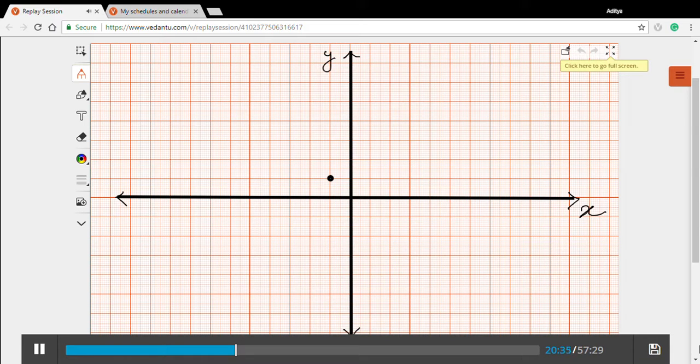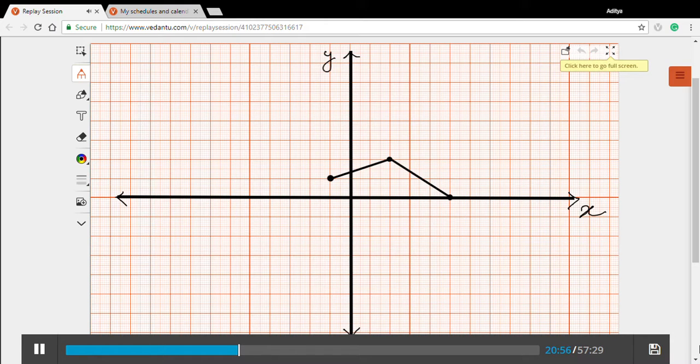-1, 1, 2, 2, and then we had 4, 0. So this time I have enlarged it a little bit so that we can draw it properly. And this time the scale factor is negative half. Means we can even directly multiply negative half to each of the coordinates.